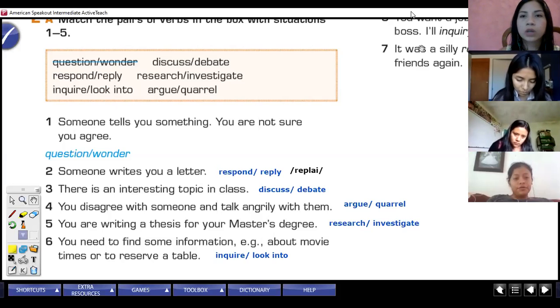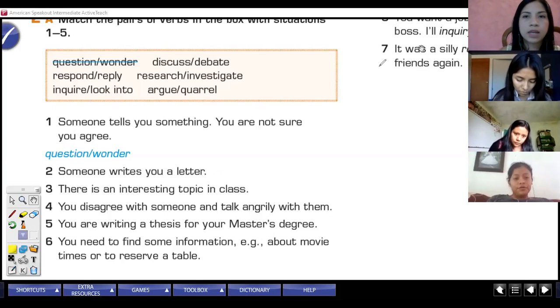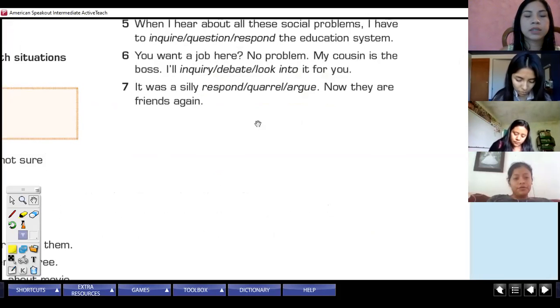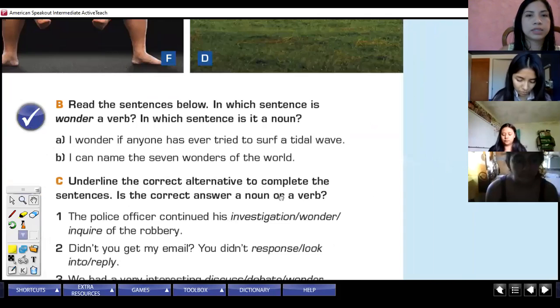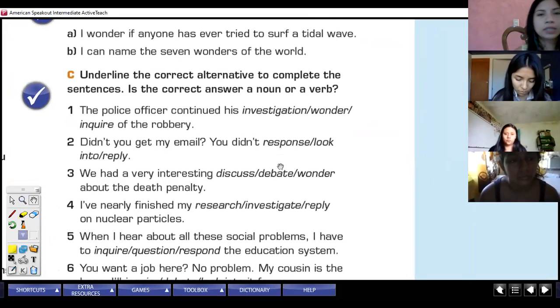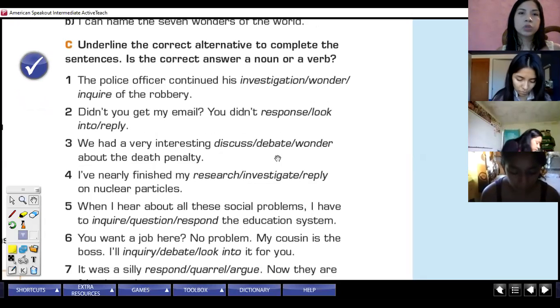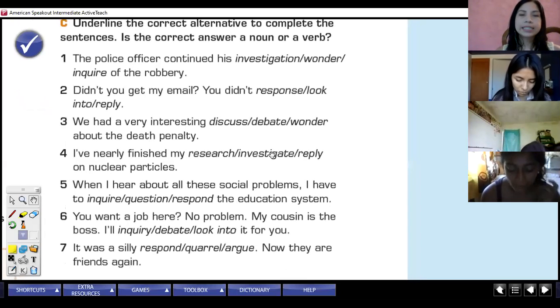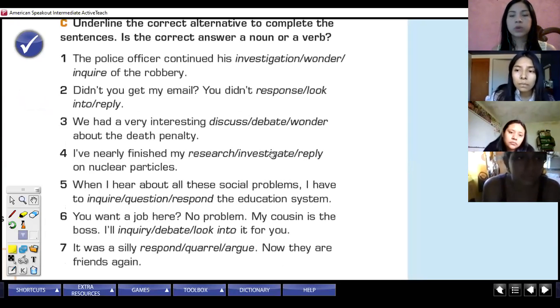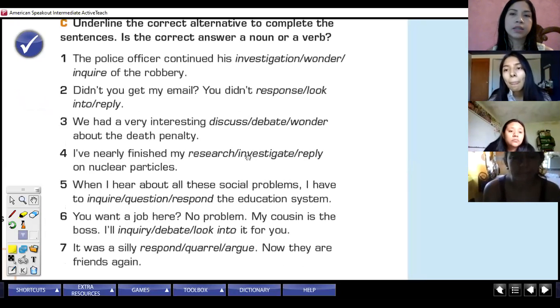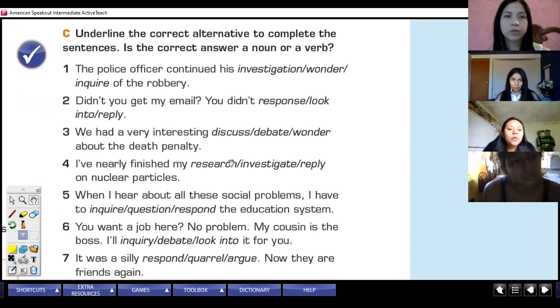You are going to use all of these verbs in context. Let's use these verbs in context and then practice them. It says, underline the correct alternative to complete the sentence using the correct verb. These are verbs, but they can also be nouns. When they are nouns, they become subject or object. Okay? So if we say number 1, please, Hania, can you read number 1?